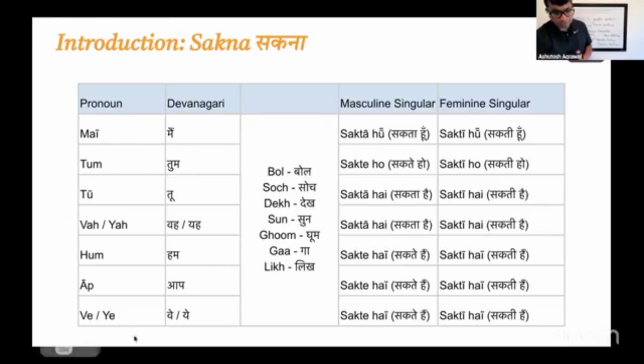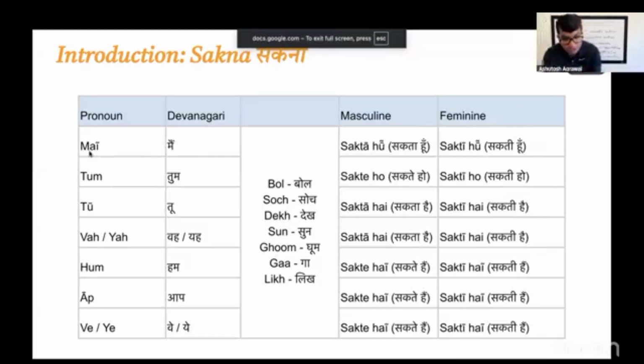And on the left hand side, you will see the commonly used pronouns, which is main, I; tum, which is you, semi-formal; tu, which is your informal; yeh, vah, this and that, or he or she; and then hum, which is we; aap, you, a bit formal; and ye, vo, they and those.